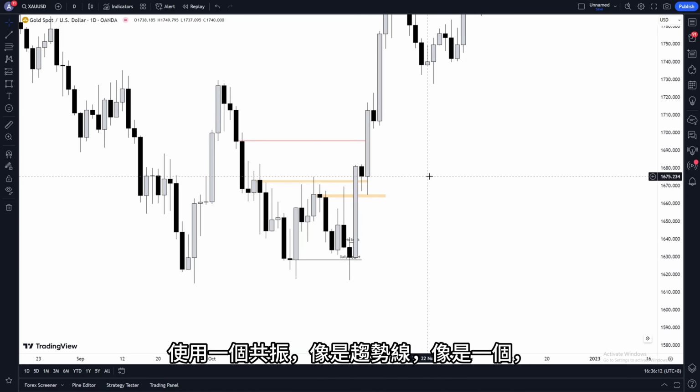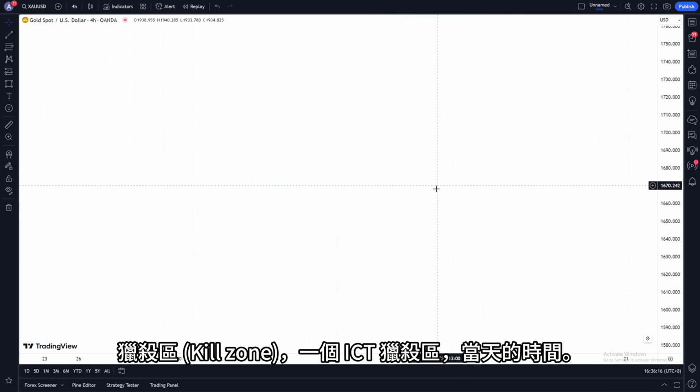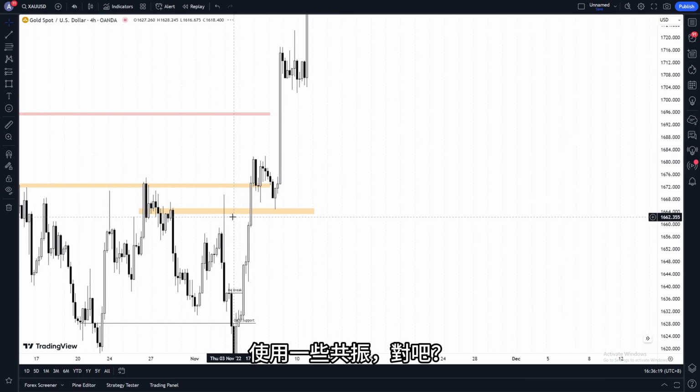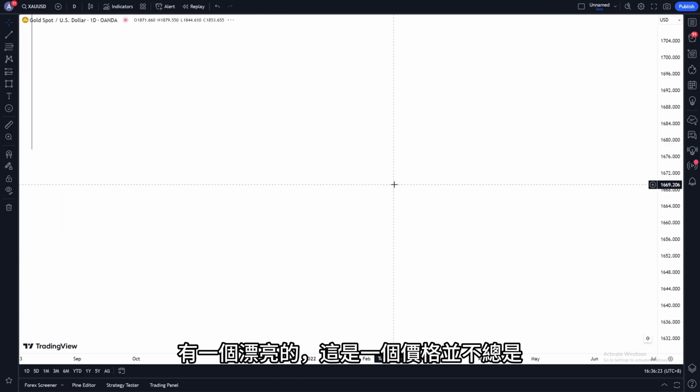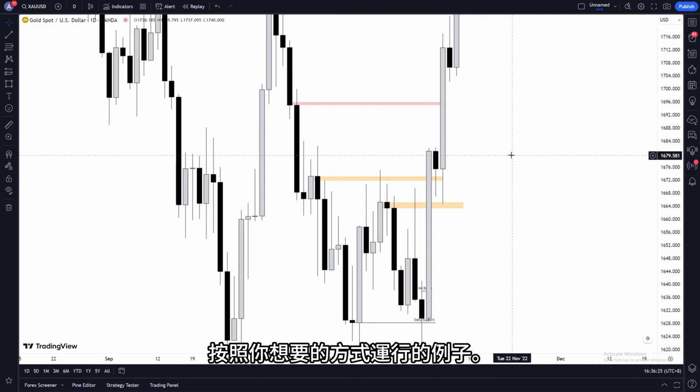And all we need to do, guys, is observe for reactions inside here, or just use a confluence like a trend line, an ICT kill zone, time of day. Use some confluences, right? So if you were to take a look at this one, this is an example of how price doesn't always play the way you want it to play.